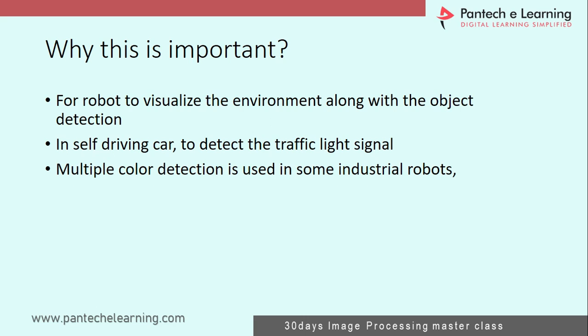In a self-driving car, detecting the traffic light signal is very important. Once the red signal is indicated in the traffic light, the car should stop. That is very important here. Multicolor detection is also used in some industrial robots. Mainly the computer should understand the visual world, and that is possible with the help of multicolor detection to understand the environment.